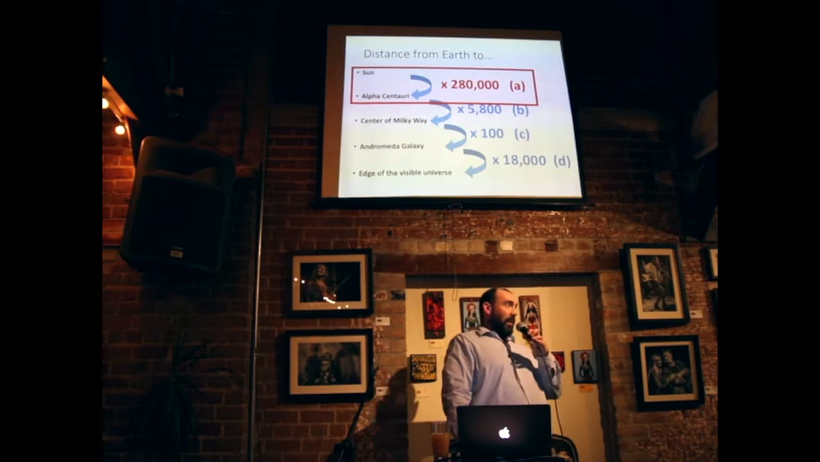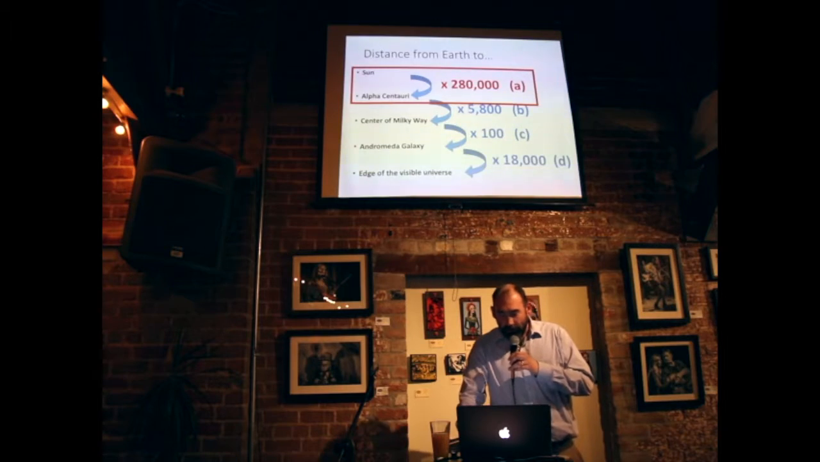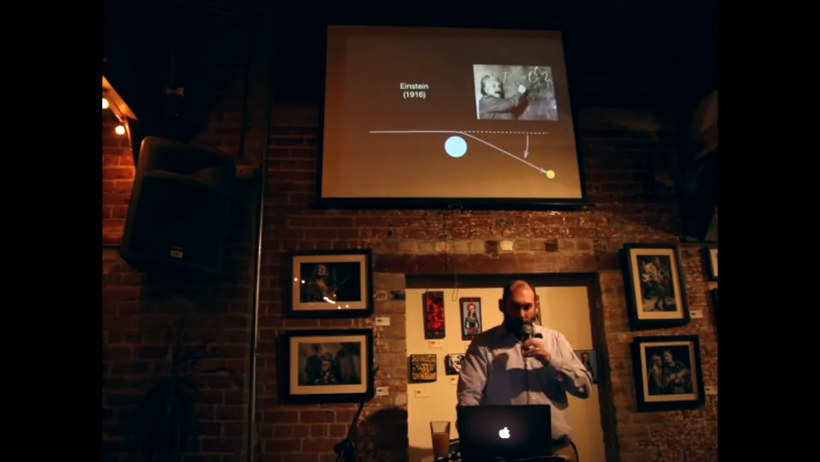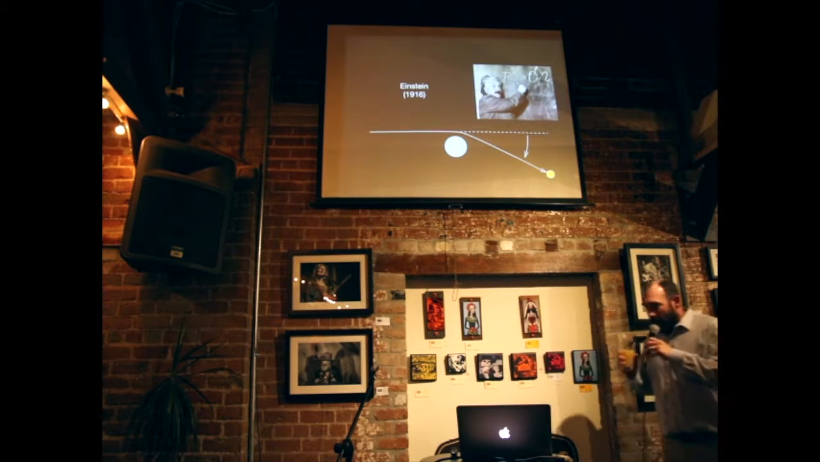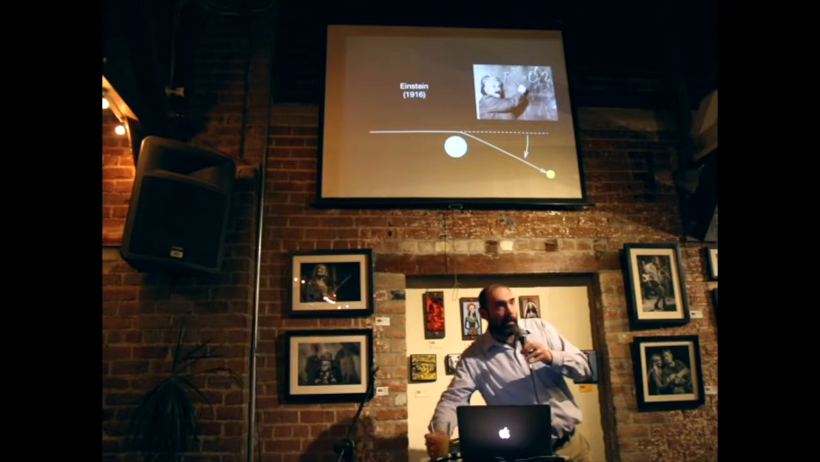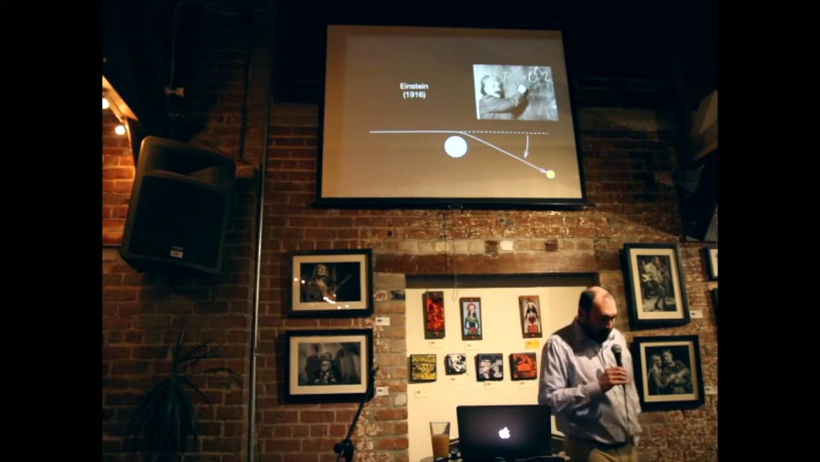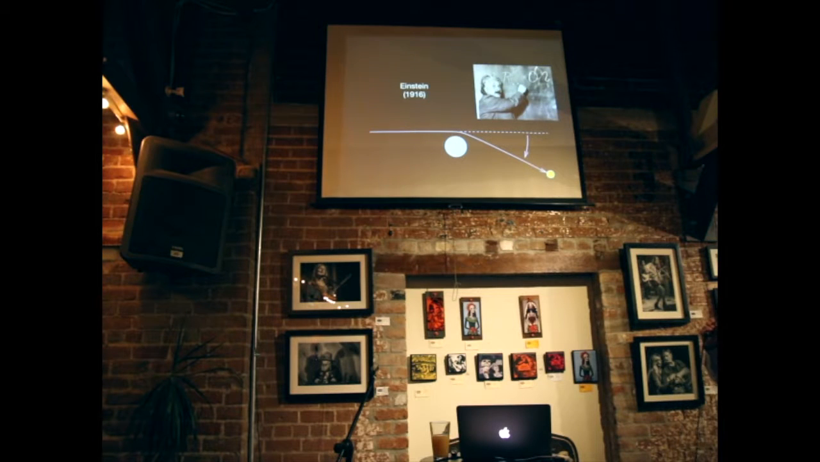So now let's go back to history. Where did our understanding of this phenomenon of gravitational lensing come from? Where did it start? Well, as with a lot of things, it really does start with Einstein. Einstein had a theory of gravity called general relativity, which describes gravity not in terms of magical action at a distance, but in terms of the curvature of space-time.